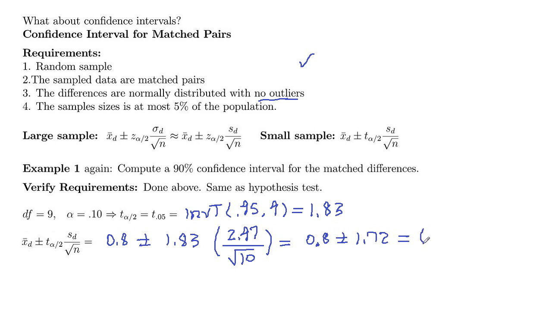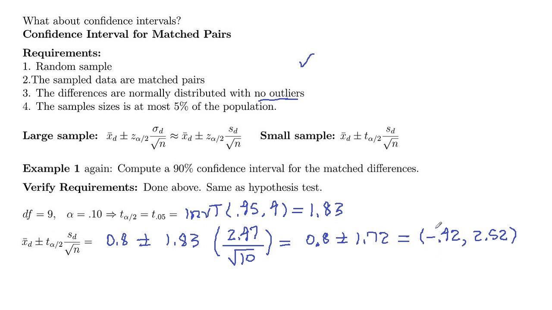So if you subtract the 1.72, you get negative 0.92. And when you add the two of those, you get 2.52. And notice that this confidence interval contains 0. So that means that we cannot make a conclusion that the population mean is different from 0.